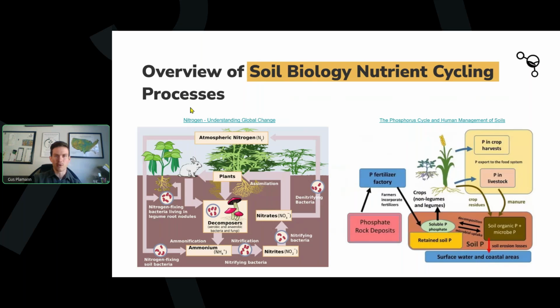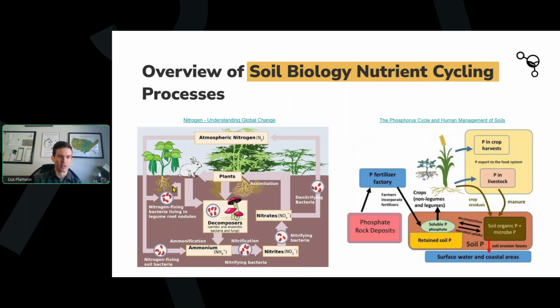So, a really quick overview of soil biology nutrient cycling processes. These are just general examples of diagrams of nitrogen cycling and phosphorus cycling processes that go on throughout the soil. These are not comprehensive diagrams, again, just examples, but this gives a demonstration of all the roles soil microbes play in converting nitrogen and phosphorus between different forms, making them plant available, and also causing loss of these nutrients from the soil environment.